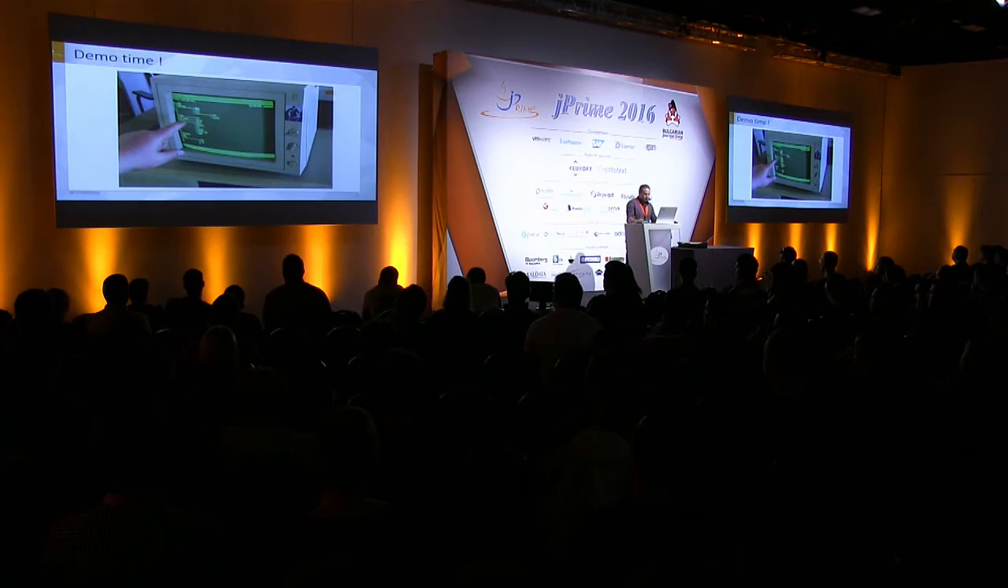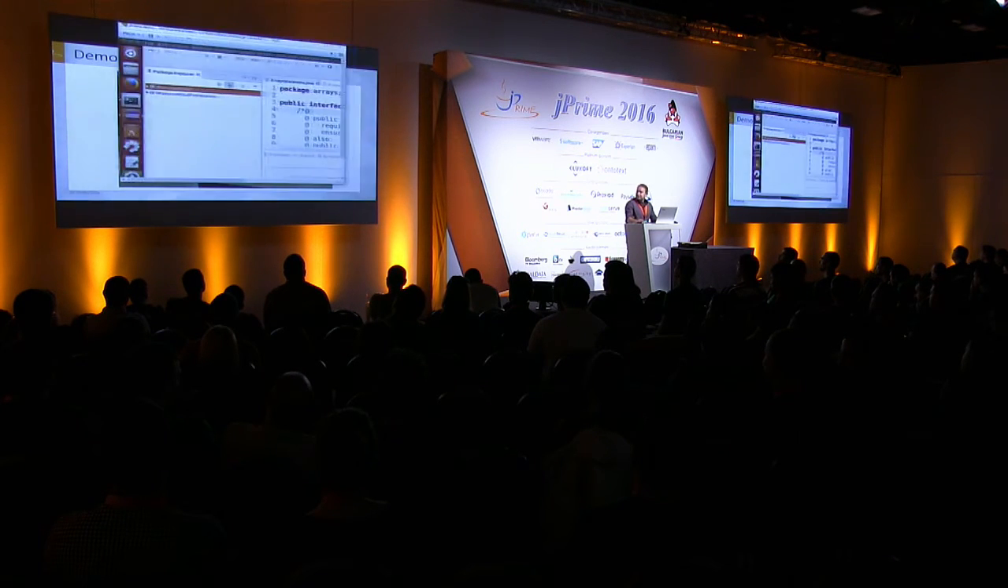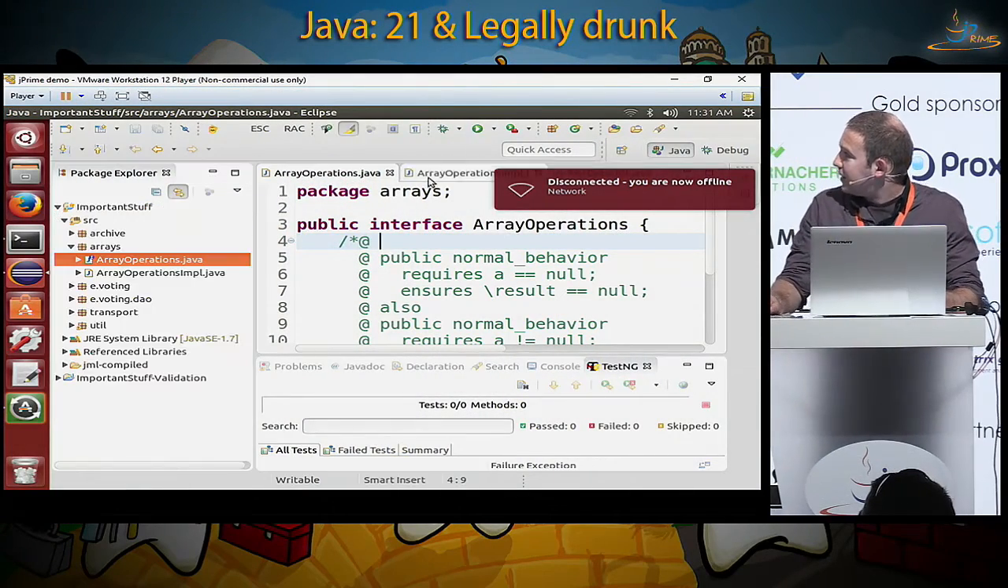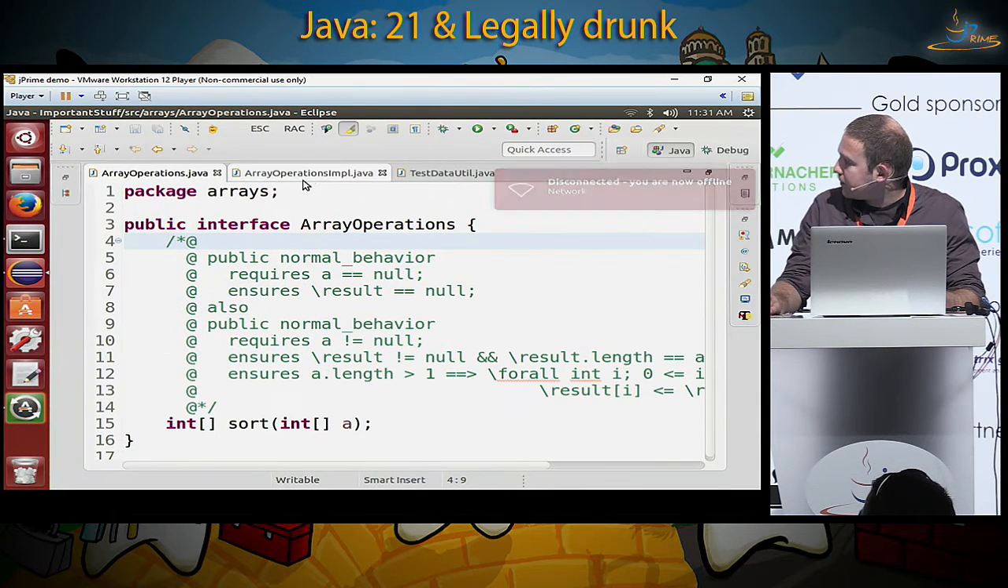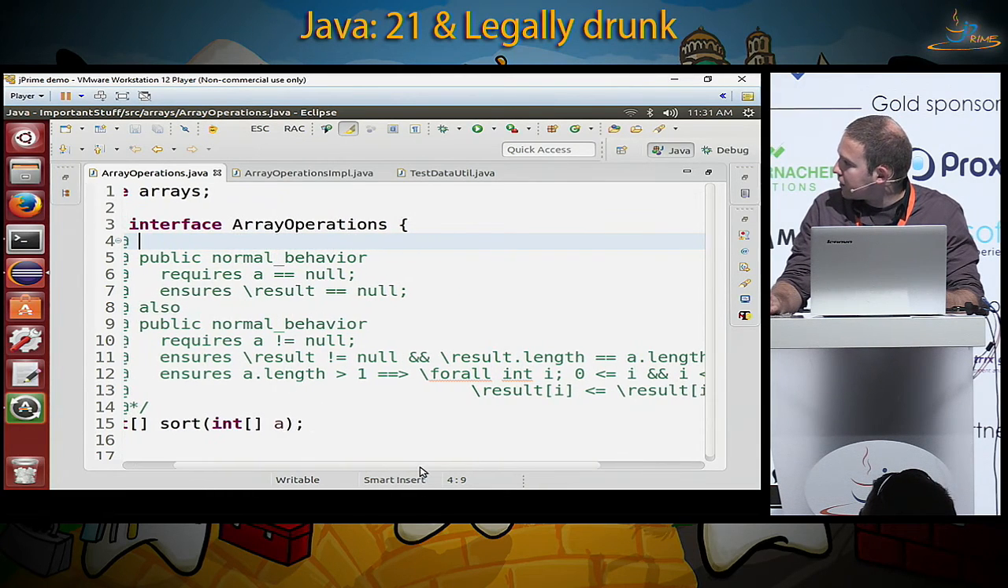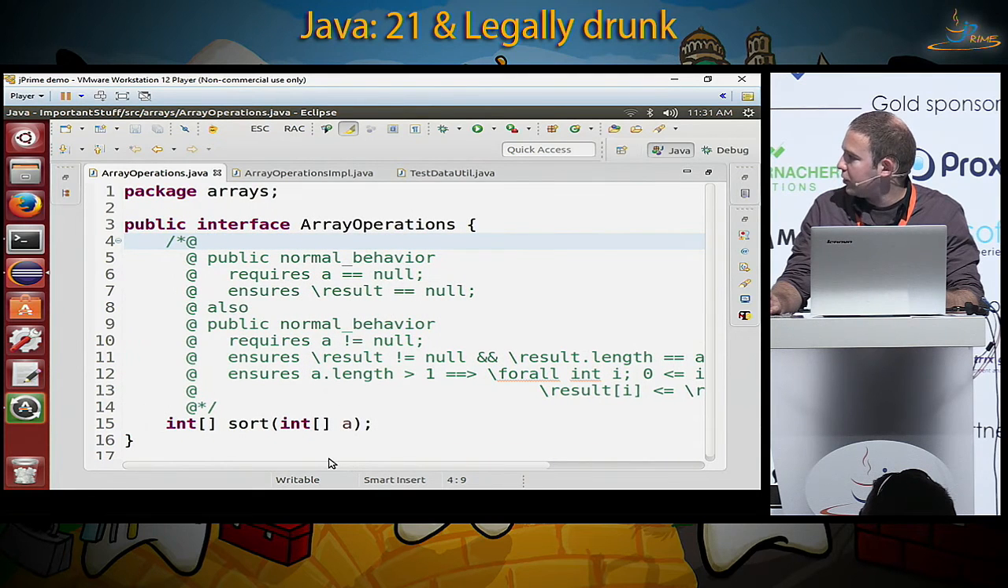Okay, let's do a small demo. I have prepared a virtual machine with some demo code. So we have two projects here. One is code. Oh, sorry, you don't see this. That's strange. Okay, try to do it like this. It's a bit hard. Okay, so here we have our interface that we defined earlier. I hope that you can read it. I have increased the font size a little bit.